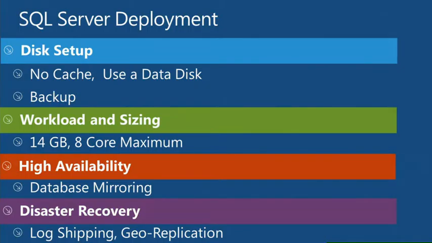For workload and sizing, the largest VM that we give you is 14 gig, 8 core. We are looking at some improvements here to make this better for SQL-like workloads, but that is the maximum. For high availability, you want to use database mirroring and the availability set concept that I showed you. You want to span multiple instances, probably with a witness as well. We are looking at AlwaysOn as well, but that isn't supported today. For disaster recovery, there's log shipping for SQL if you want an application-based disaster recovery solution. You can also use our georeplication solution.